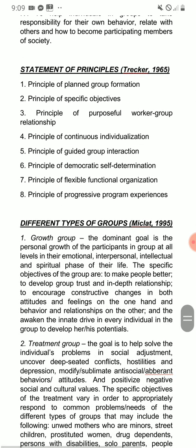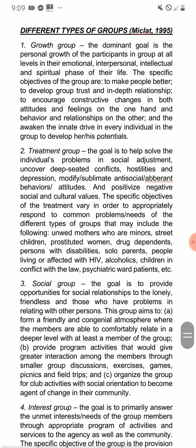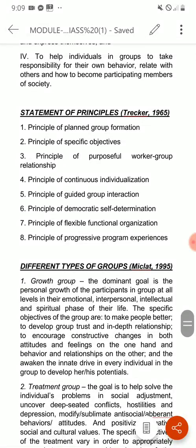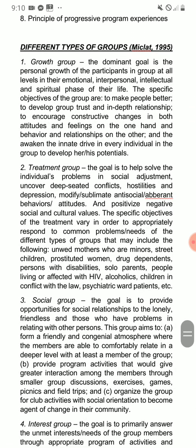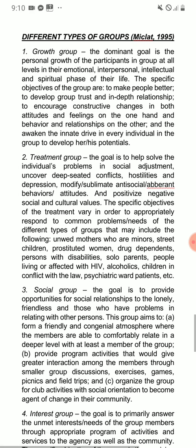So, the statement of principles hindi ko na 'to babasahin. Meron tayong iba't ibang klase ng type of groups. Itong statement of principles, ito ay halos katulad lang din ng nasabi nung IFSW, yung International Federation of Social Work na diniscuss natin sa core principles. So, hindi ko na po siya i-discuss. So, different types of groups. Meron tayong tinatawag na growth group. Ang goal po sa group is the personal growth of the participants. Ito po ay para ma-enhance sa kanilang emotional, interpersonal, intellectual, and spiritual phase of life.